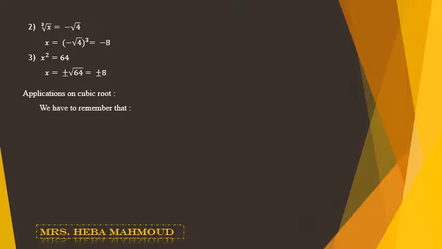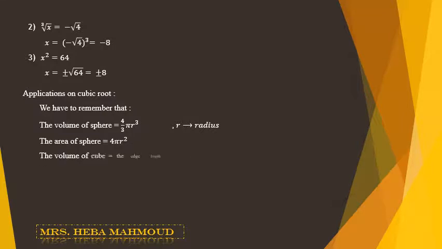Applications on the cube root. We have to remember that the volume of a sphere equals 4/3 pi r^3, where r means the radius of the sphere. And the area of the sphere equals 4 pi r^2, and the volume of the cube that we took in form 7 will be the edge length times itself times itself.